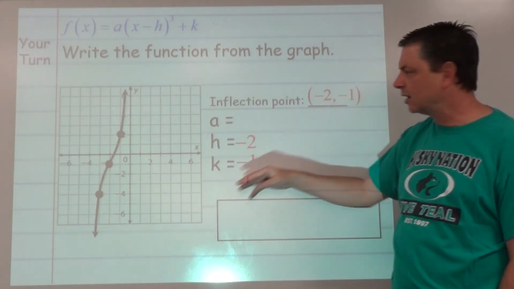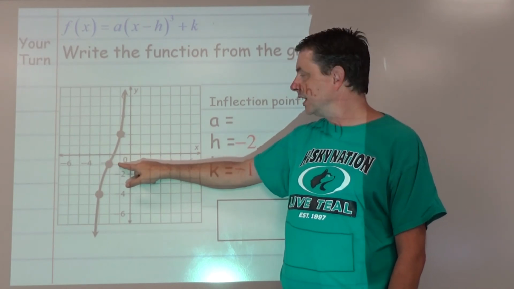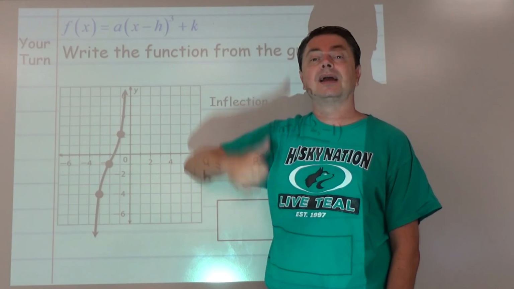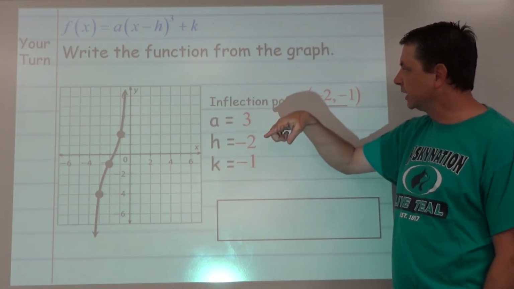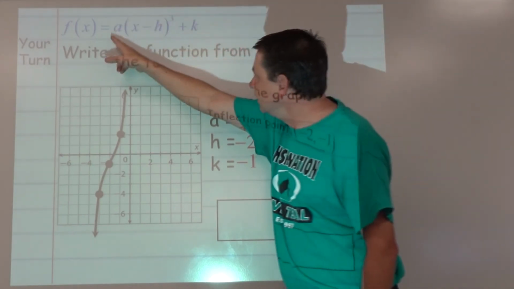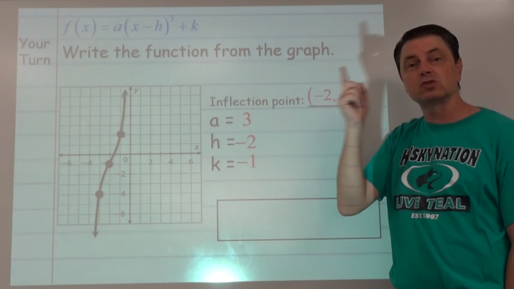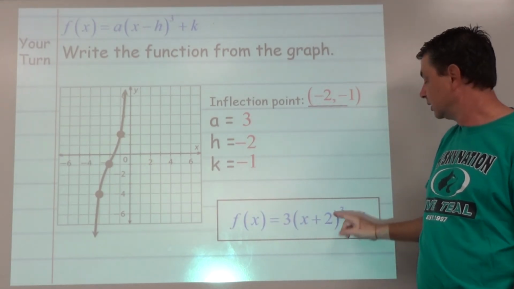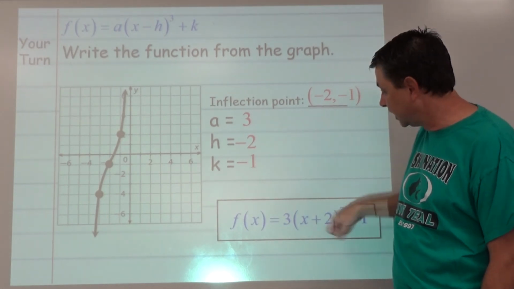A. What is A? Here's our inflection point, our center point. Right 1. How do we get to the other point? 1, 2, 3 going up. A is positive 3. Here we go. 3 times x minus negative 2, which will definitely turn into plus 2, cubed. Don't forget your exponent. Minus 1 from the k.